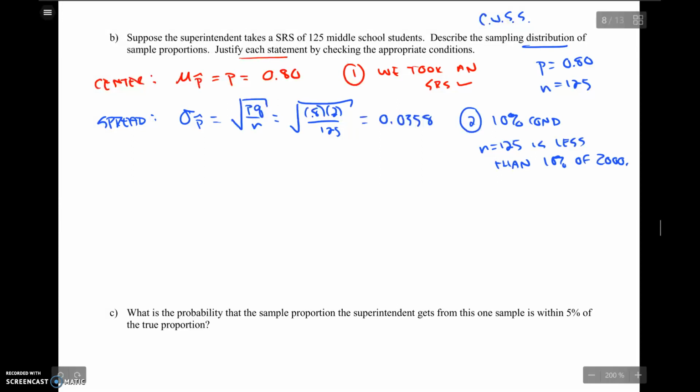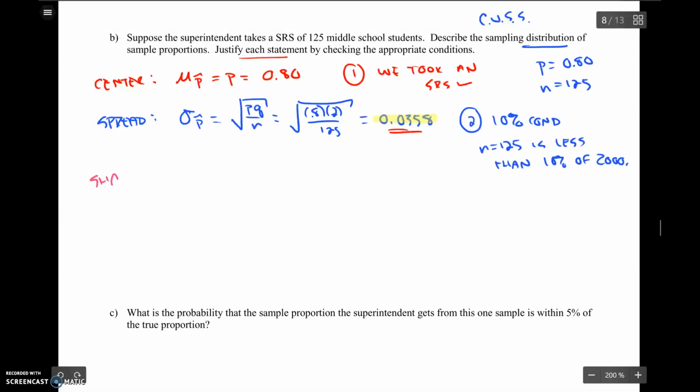And I talk a lot about this in class, but why is this number important? How do we interpret this number? This is the standard deviation of our p-hats. What that means is, remember, standard deviation is the average distance from the mean. So this means our p-hats are going to be, on average, 3.5 percentage points away from the mean, which is the true value. So our p-hat estimates are going to be, on average, 3.5 percentage points away from the true value. That's why this thing is important.